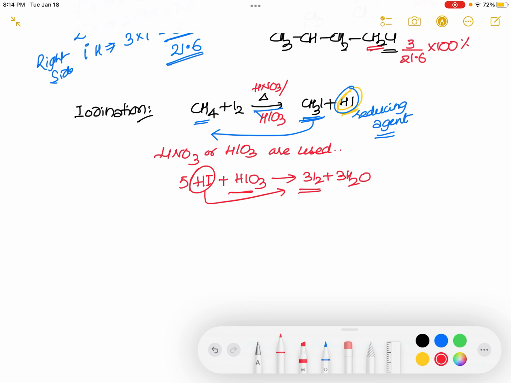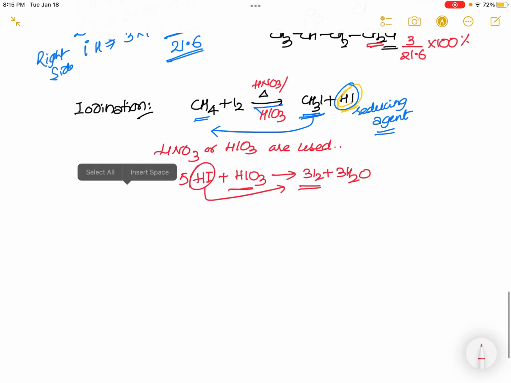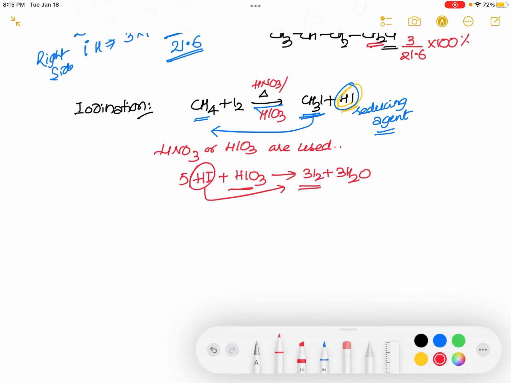Fluorination cannot be done directly because fluorine is very strong. It reacts violently. The reaction takes place even in the dark, and it is very, very violent. So we don't use direct fluorination. For fluorination purpose, we go with the Swarts reaction. The Finkelstein reaction is generally used for iodination purpose. Those two reactions we will take up right here.